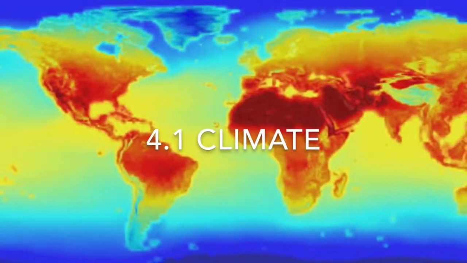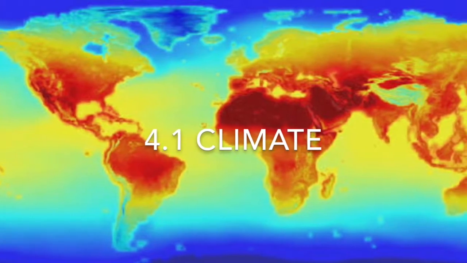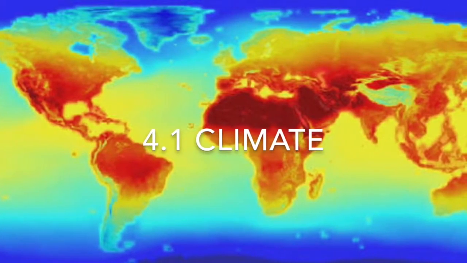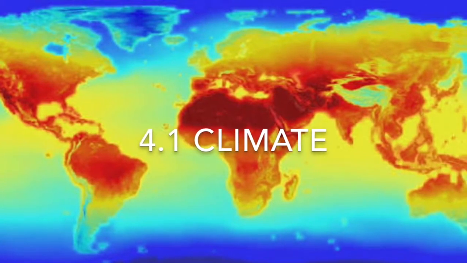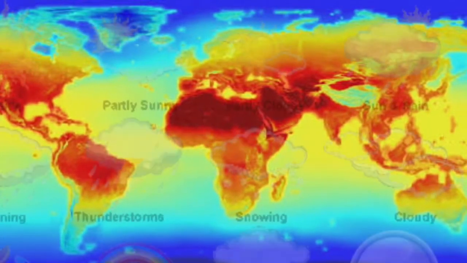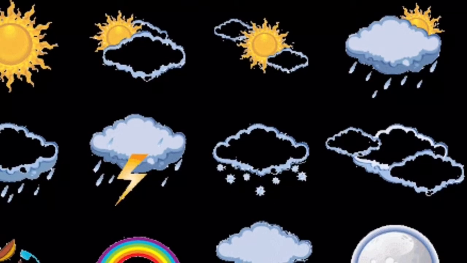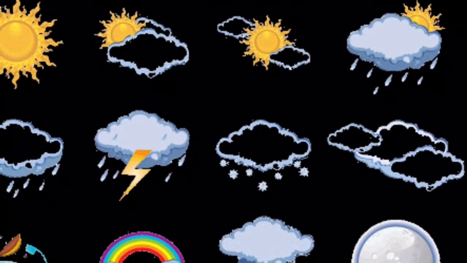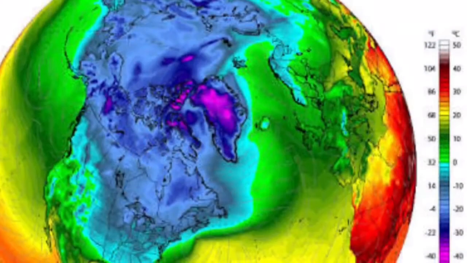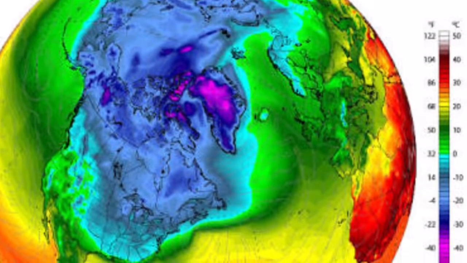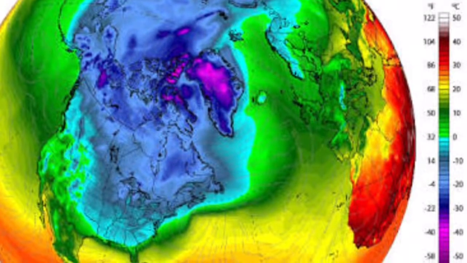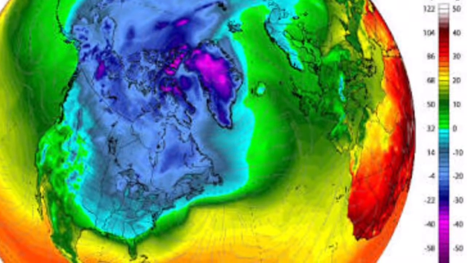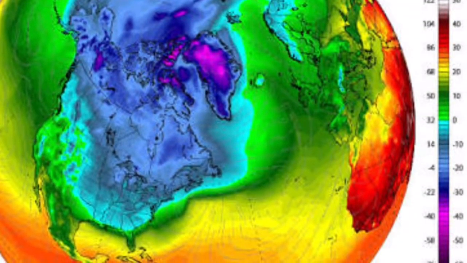So, let's start. 4.1 Climate. Weather and climate. Weather is the day-to-day condition of the Earth's atmosphere. Climate, on the other hand, refers to average conditions over long periods. Factors that affect climate. Global climate is shaped by many factors, including solar energy trapped in the biosphere, latitude, and the transport of heat by winds and ocean currents.